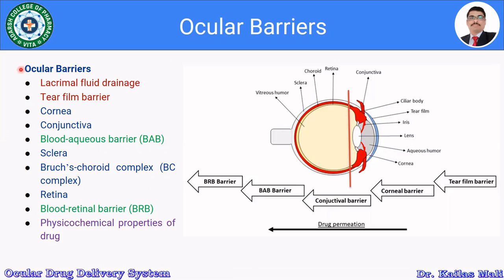So in this part, we have discussed the ocular barriers. Very first one is lacrimal fluid drainage into the nasal cavity. Then the second is the tear film. Then third is the cornea. Fourth is the conjunctiva. Then fifth is the blood-aqueous barrier. Then the sclera, choroid complex. Then the retina, blood-retinal barrier, and the physiochemical properties of the drug.